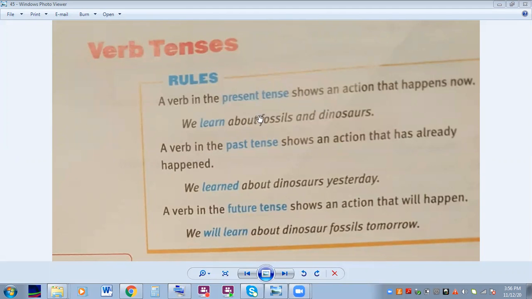The present tense talks about actions that are happening now, right now in the present. Like we learn about fossils and dinosaurs. What we're talking about is happening now.